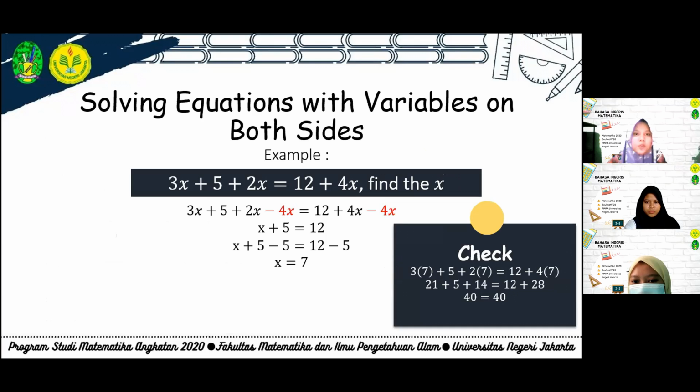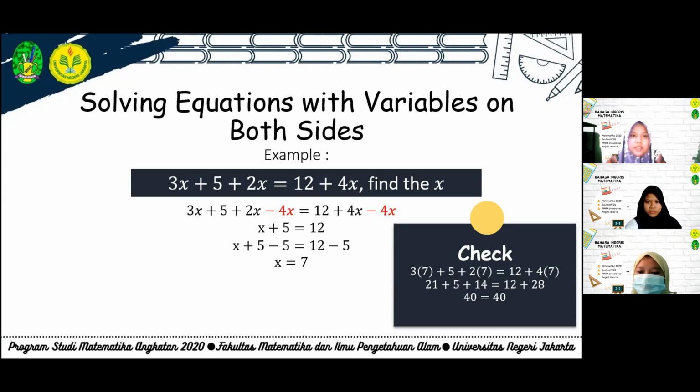Solving equation with variables on both sides. Example, 3x plus 5 plus 2x equals 12 plus 4x. Find the x. 3x plus 5 plus 2x minus 4x equals 12 plus 4x minus 4x. On both sides, we subtract 4x. So x plus 5 equals 12. And we subtract again both sides with 5. So x plus 5 minus 5 equals 12 minus 5. So x equals 7.